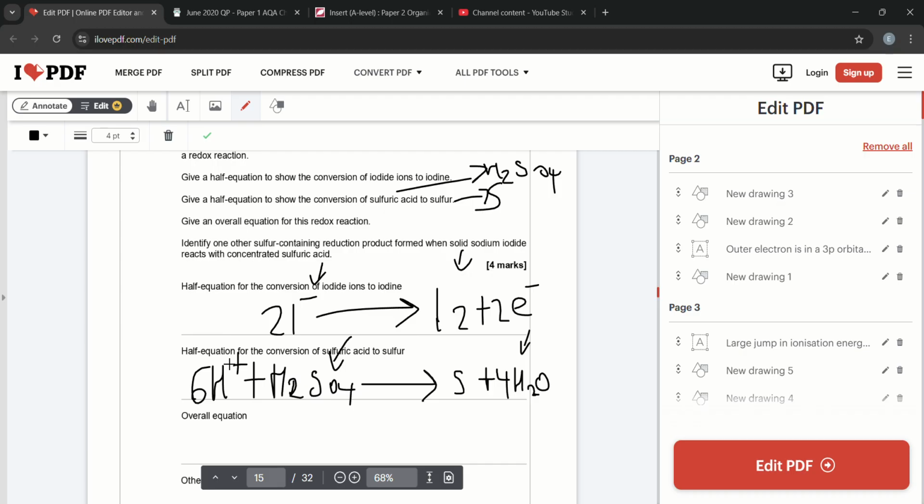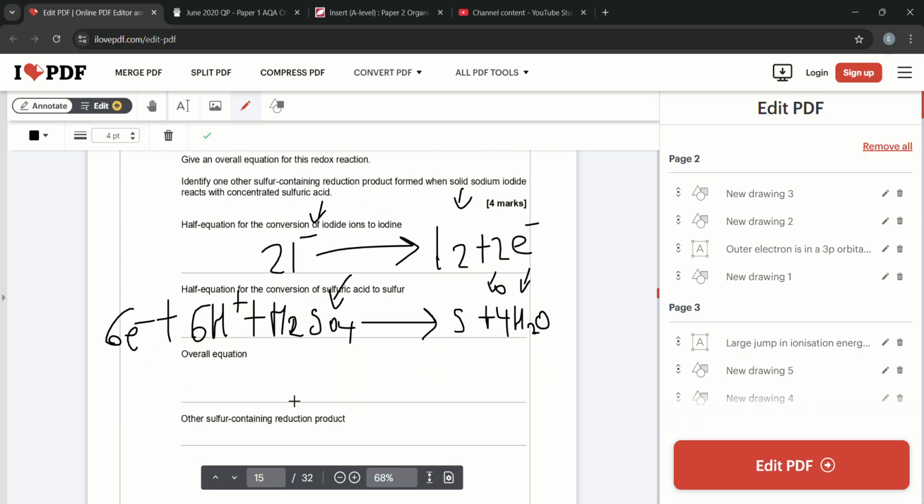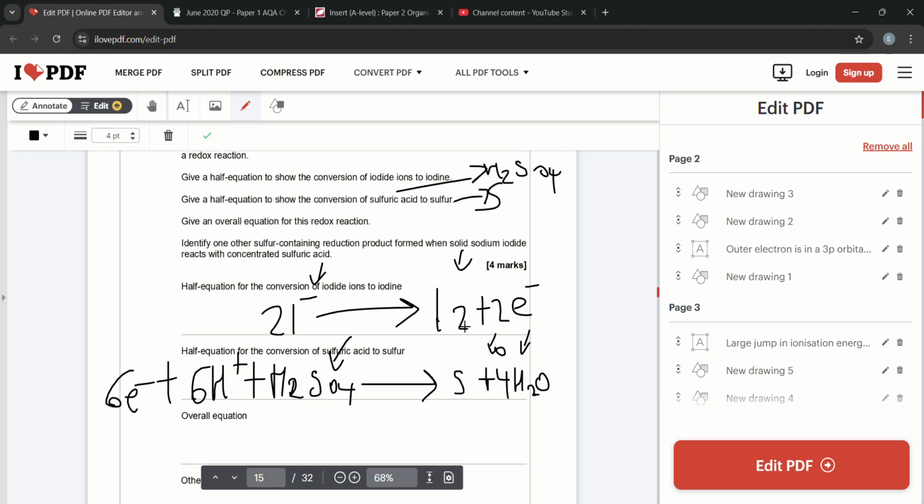Now is the charge balanced? No it isn't. Overall charge here is 0. Nothing plus nothing. And the overall charge on the left hand side was 6 plus. So we need to add 6 negatively charged electrons to get an overall charge of 0. Then it says the overall equation. Well, what we want to do here is times the first equation by 3 to get the same number of electrons, so it cancels out.